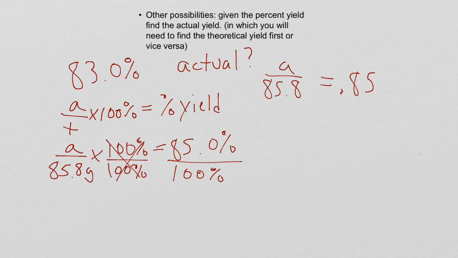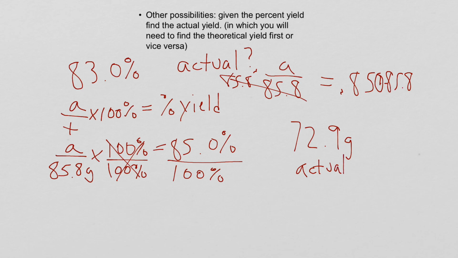And so if I just get that value, 0.85 times 85.8, because you want to multiply both sides by that value, because when you do it on this side, these will cancel out, leaving you with your actual yield. And I see I dropped my 0 here. So I should have 3 significant figures, in which I get 72.9 grams is my actual yield. So this just goes back to algebra, making sure you just do all the steps, order of operations, and so on. And that's it.